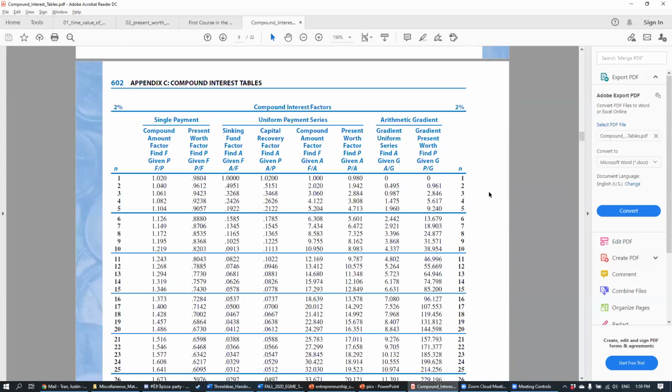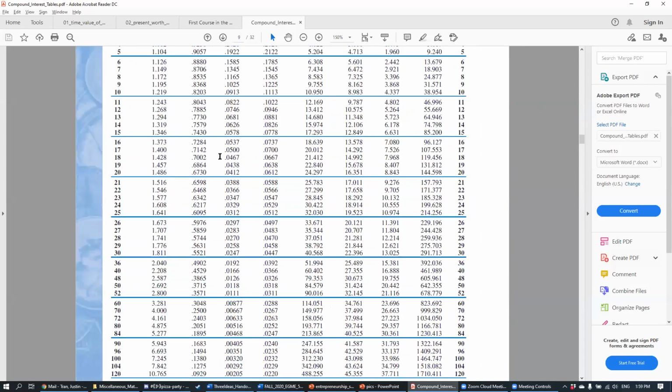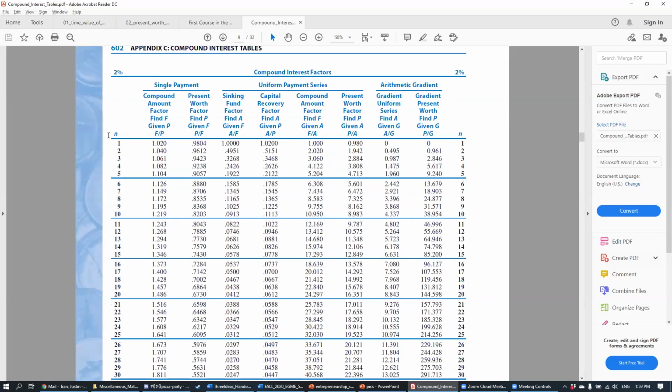And the way you read these tables, you can see that there's 32 pages in this PDF. Each page has a different interest rate associated with it. So this is the page for 2%. If your interest rate is 2%, you would go to this table right here. Next, each of the rows in this table is an n value. Depending on your time horizon, you can go to different rows in this table, and they have a lot of different numbers.